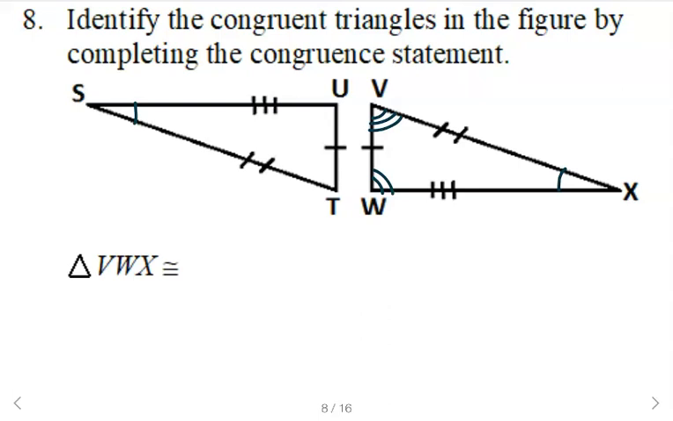So it's just going to help me be real careful with the way that these triangles are congruent. All right, so V has 3 marks, so angle T has 3 marks. Angle W has 2 marks, angle U has 2 marks, angle X has 1 mark, angle S has 1 mark. So triangle VWX is congruent to triangle TUS.